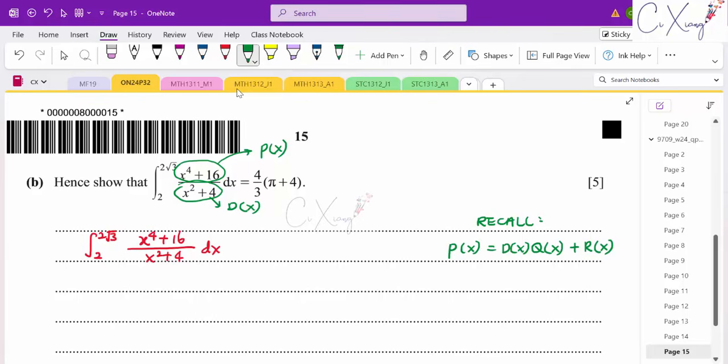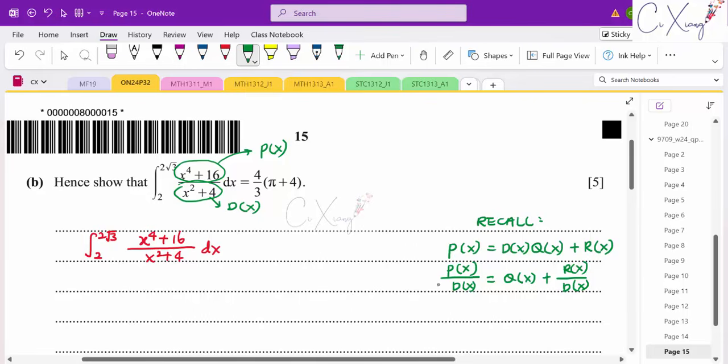Then now if I divide every single term by the divisor, the equation will become qx plus rx over dx. I divide every single term by the divisor. So this is what we have now, and you can have a look here. This is what we exactly have in the question, right? We are having px over divisor, so polynomial over divisor. So how can I rephrase my polynomial over divisor? From the formula here, you have to use quotient plus remainder over divisor.